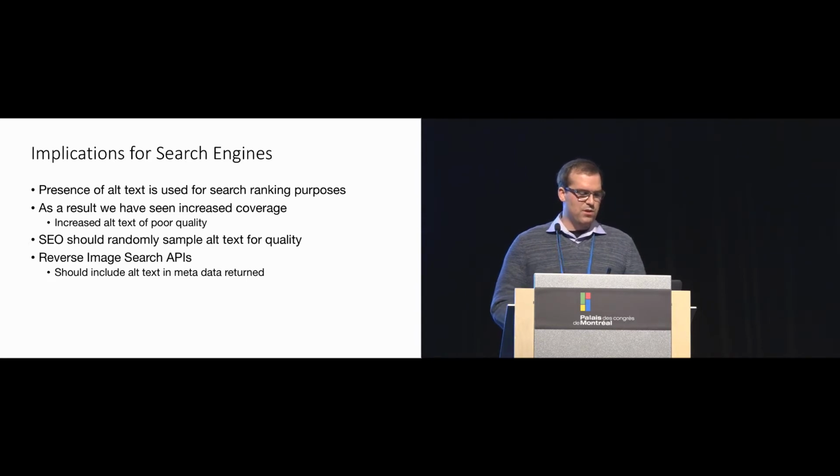So we believe that search engines should randomly sample alt text using a human rater for quality, and reverse image search should also include accessibility metadata returned in the results, to enable this system to be run entirely using only the browser extension.